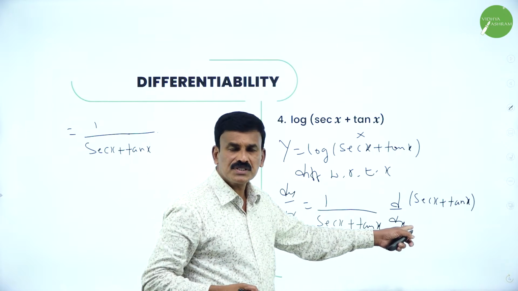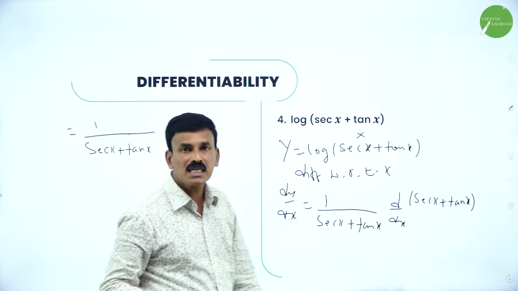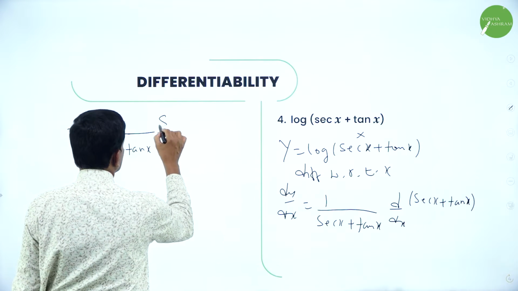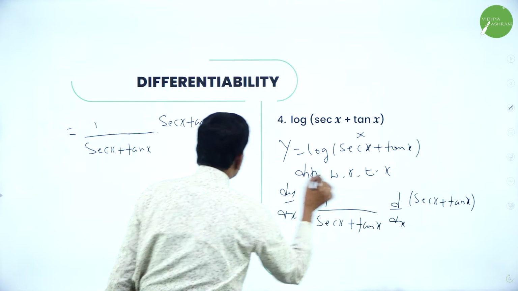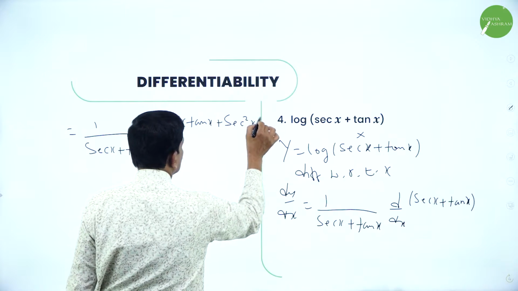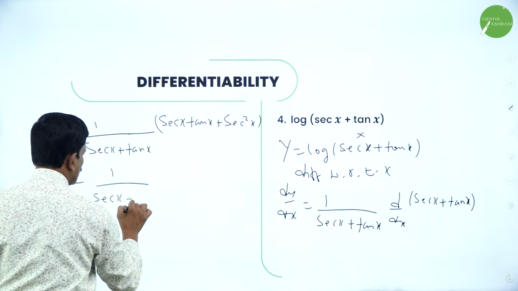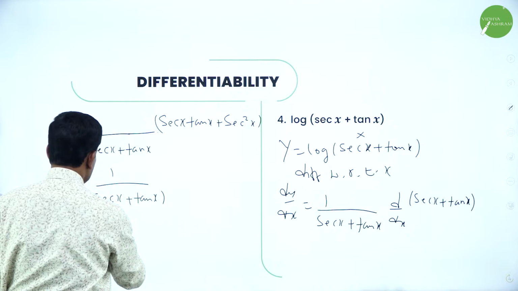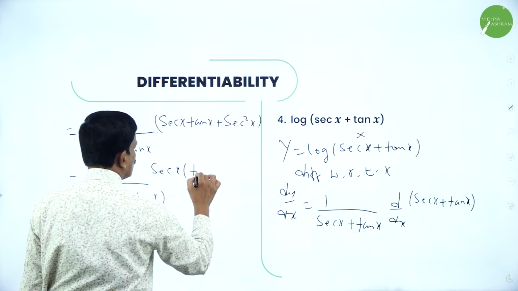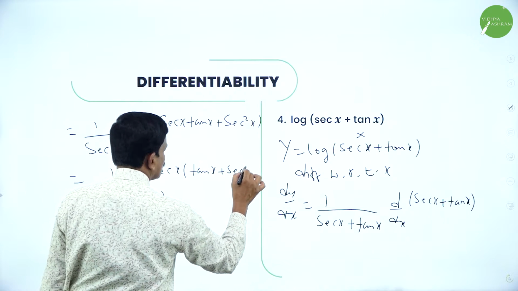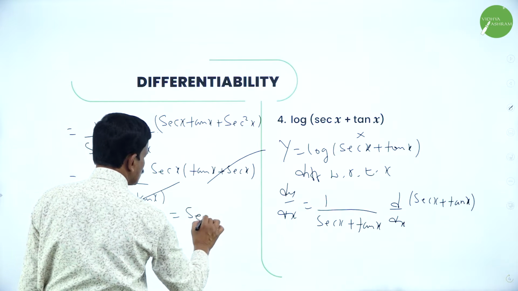So term by term differentiation: differentiation of secant x is secant x tan x and differentiation of tan x is secant square x. So d by dx of secant x is secant x tan x plus the derivative of tan x, which is secant square x. Now in the numerator, here this is the same, 1 over secant x plus tan x. Here in the numerator you can take one secant x common factor, then what is left? Tan x plus secant x. Now secant x plus tan x gets cancelled, 1 into secant x is equal to secant x.